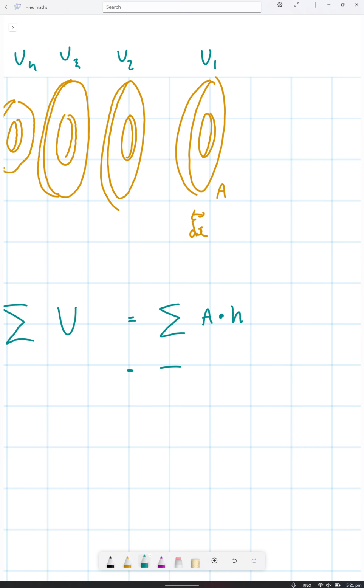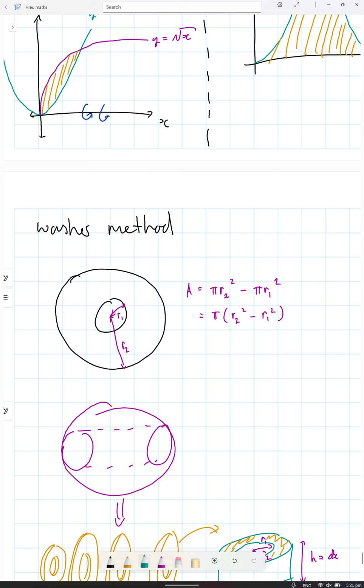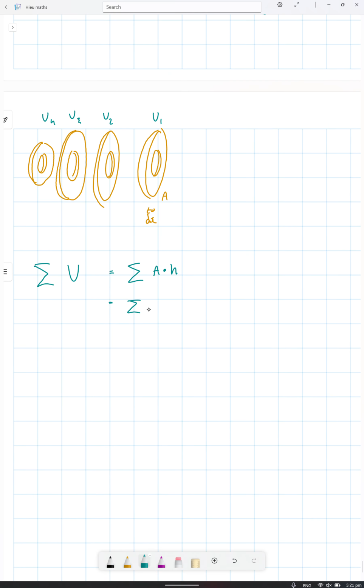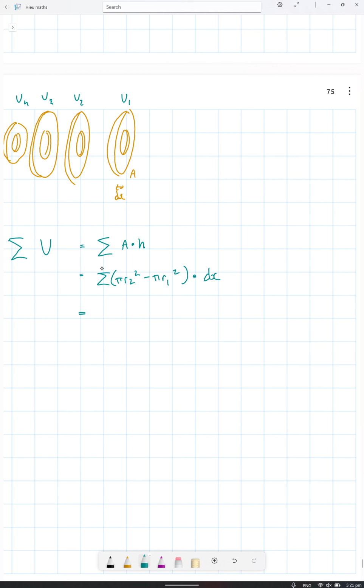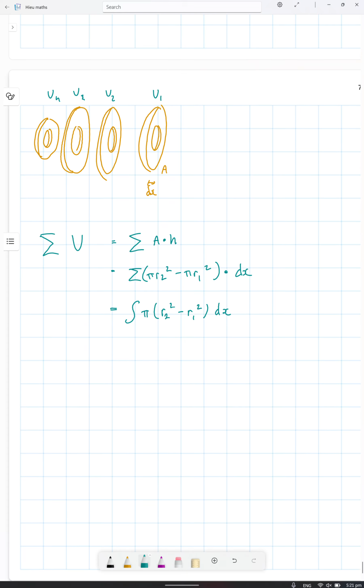And let's do this again. So the sum of each area, what's the area of a washer? Remind me, it's pi r2 squared minus pi r1 squared. That's the area, right? Now we need the height. What's our height? Dx. Okay. So now instead of using the summation symbol, we use the integration symbol, and that's simply the integration of, let's take the pi out of this, pi times r2 squared minus r1 squared dx. There we go.